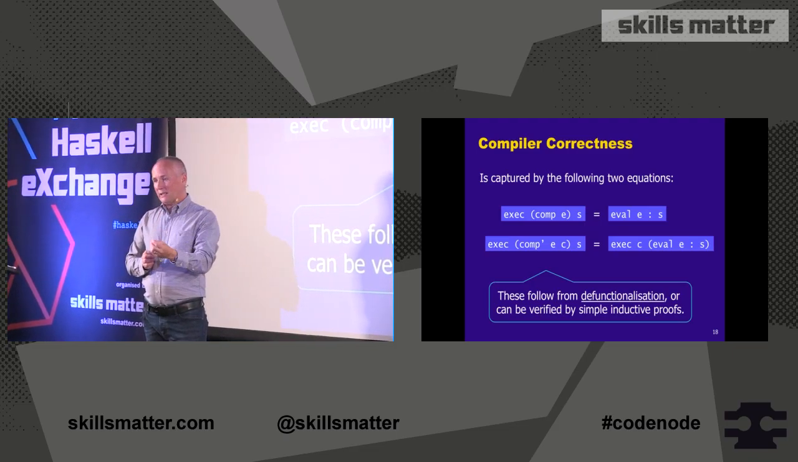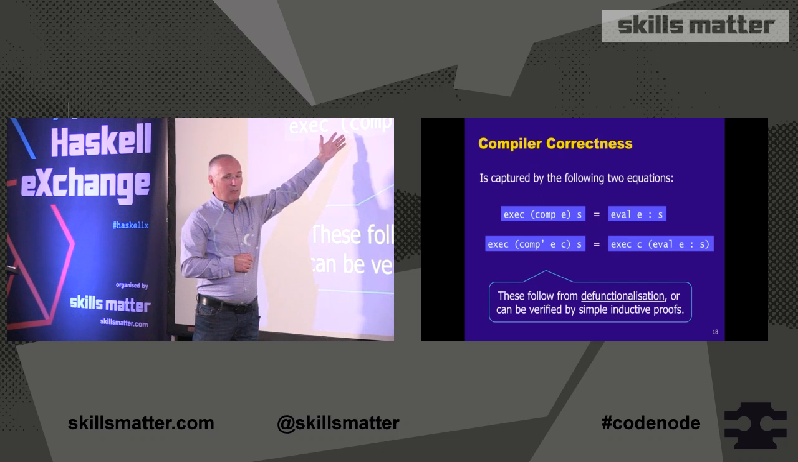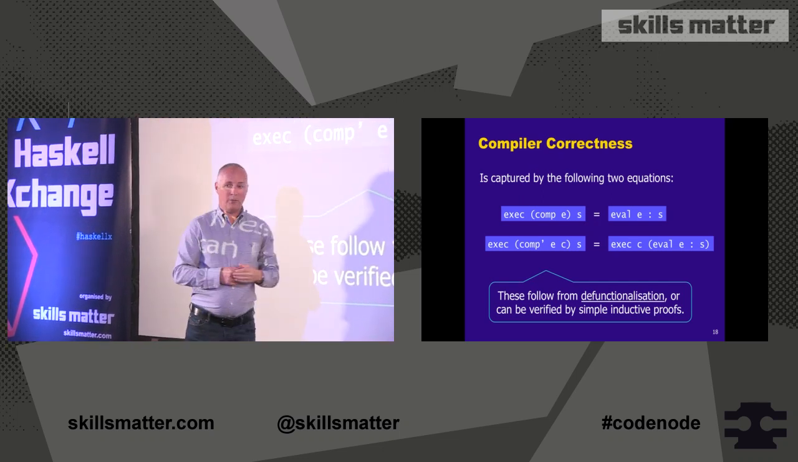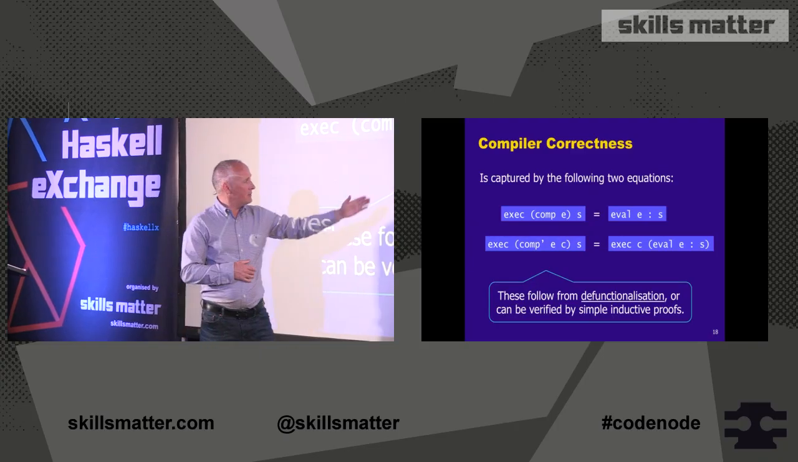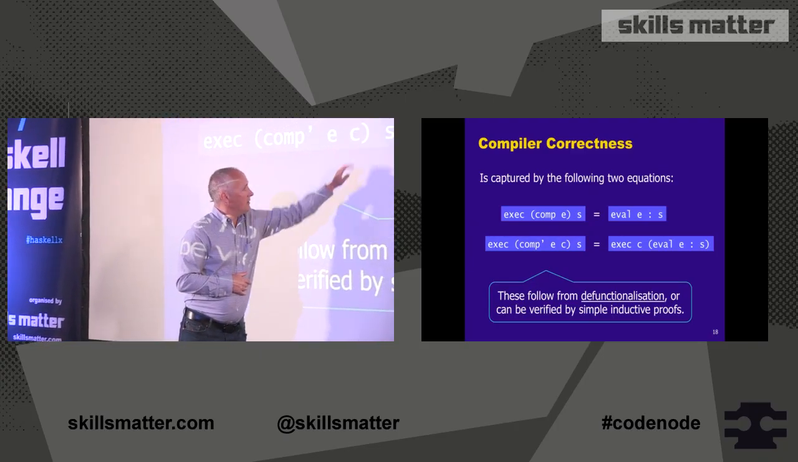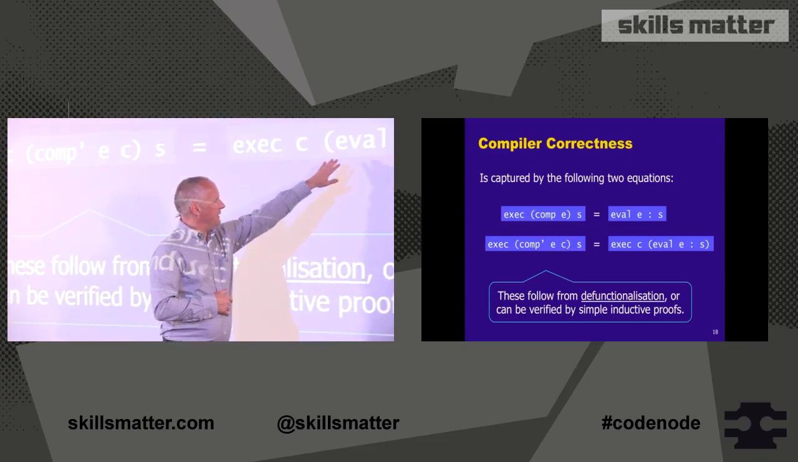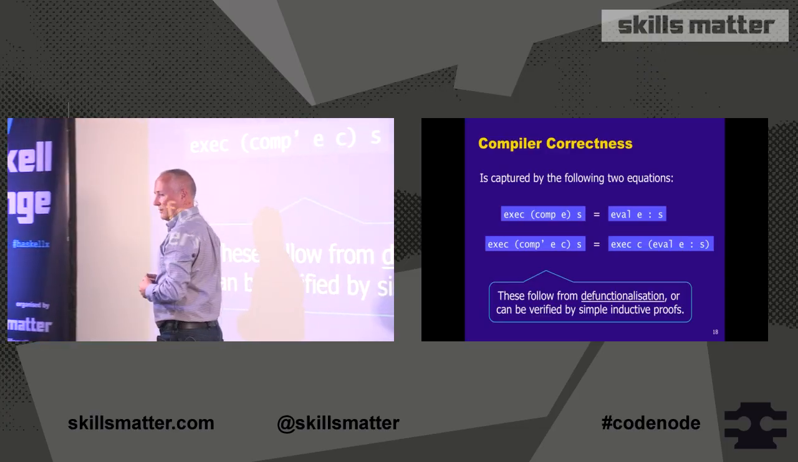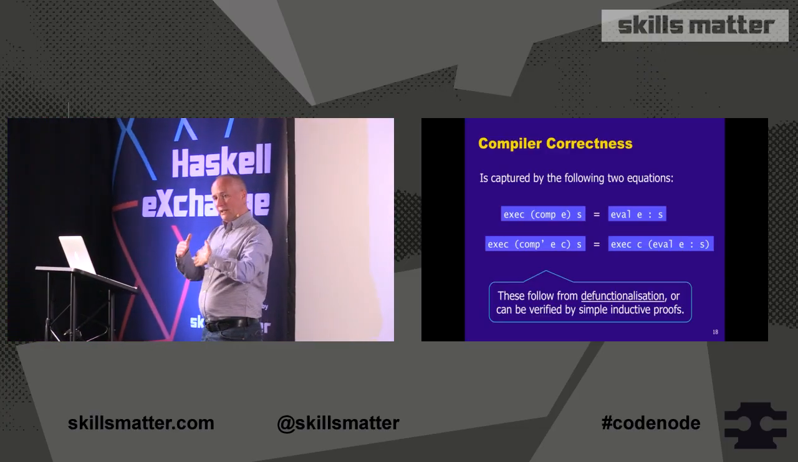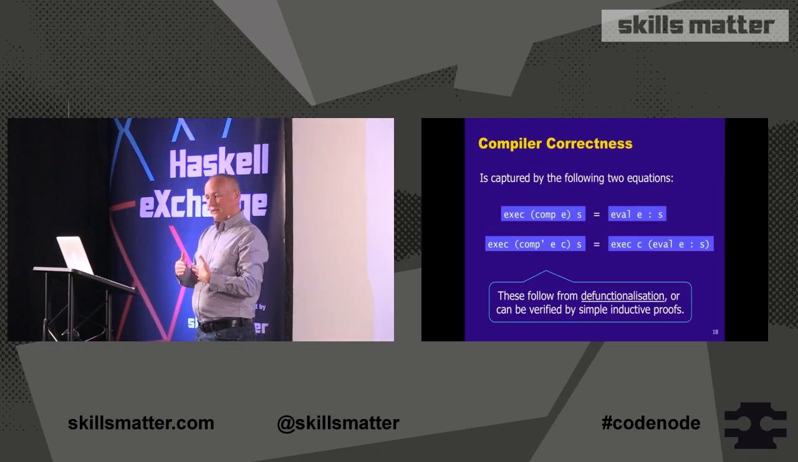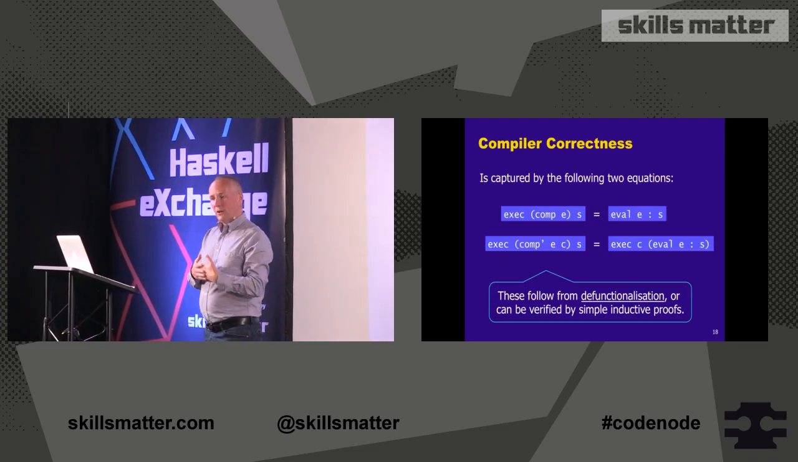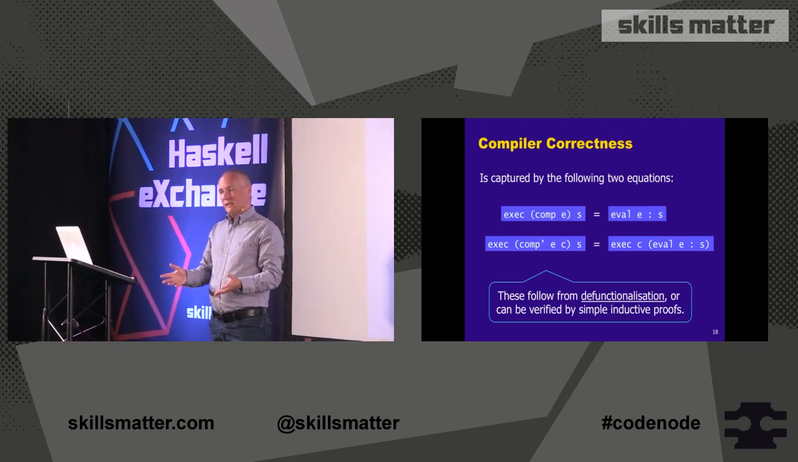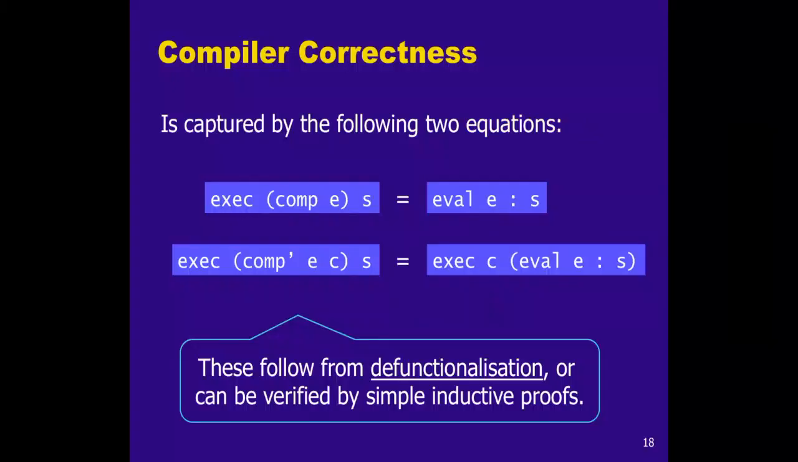Okay, so this ties together the 3 components in a very precise way. So it's tying together the compiler, the execution function, and the original semantics. The second equation just does the same thing for our worker, which is actually doing the real compilation. And the only difference here is that there's some additional code which we've already accumulated. So we need to remember, when we stick the value of the expression on top of the stack, we've still got this accumulated code to run as well, so we need to execute that as well. Okay, so these 2 equations capture completely what it means for this compiler to be correct. And these 2 equations follow, or kind of fall out from, the defunctionalization machinery, or if you don't want to trust that, you can actually just verify these using very simple inductive proofs.